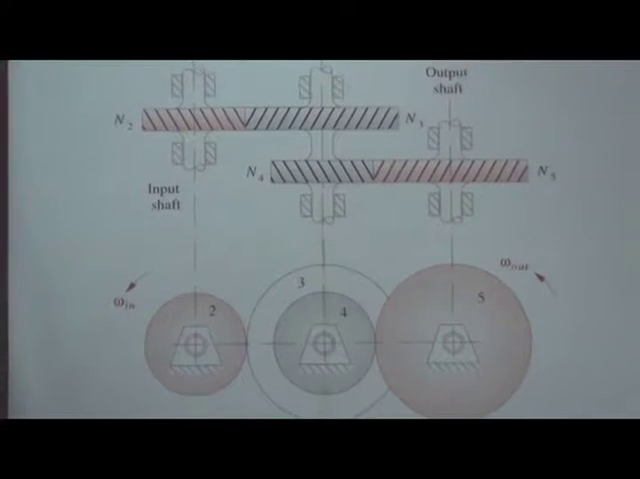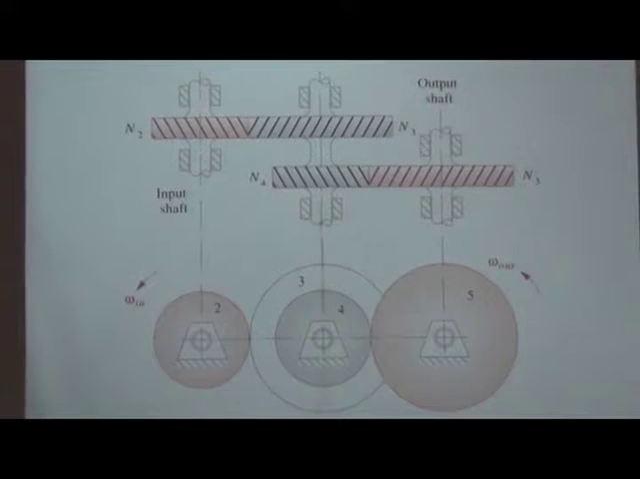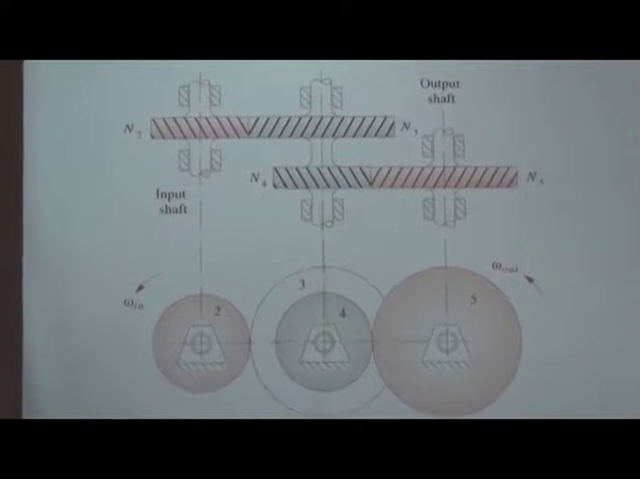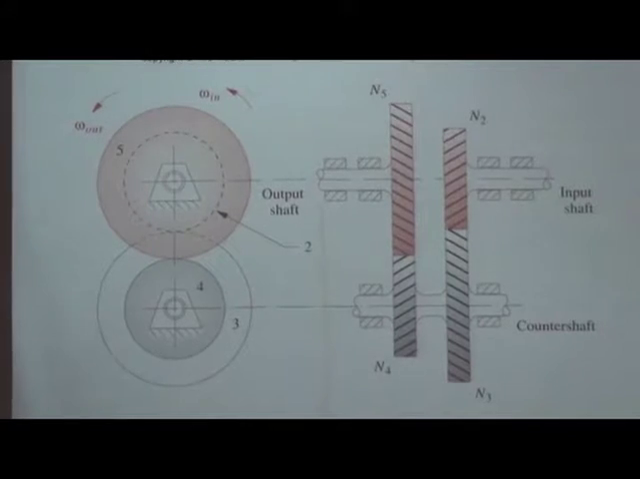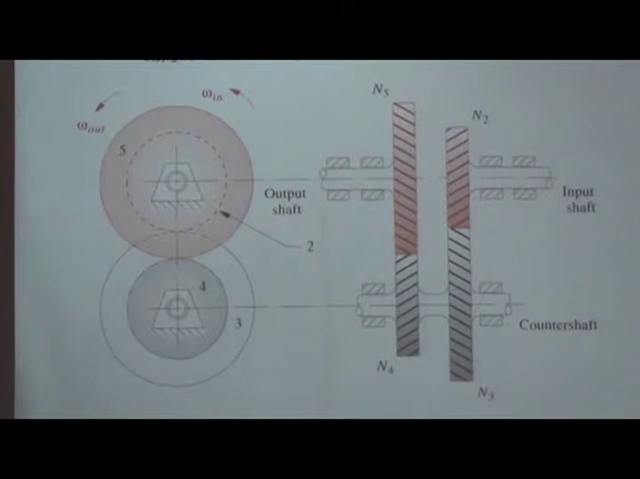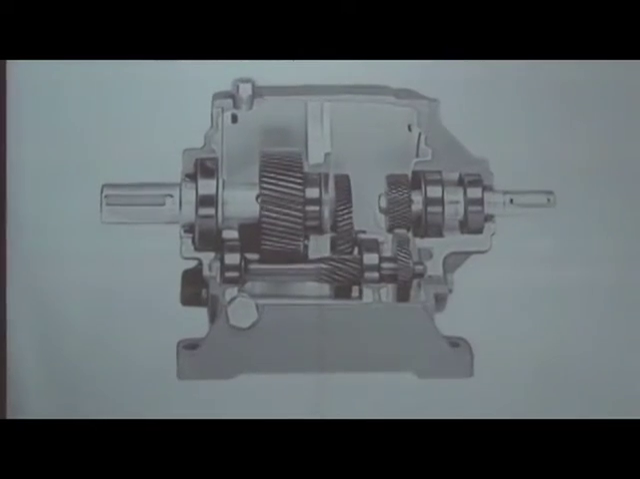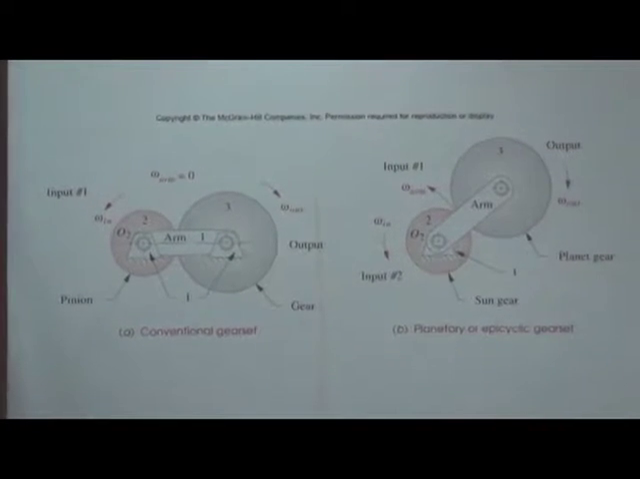So here this is a compound gear. Here we can get a higher speed reduction ratio. At least one of the shafts has more than one gear. This is again another compound gear. This is a reverted type of compound gear. This is a gearbox.